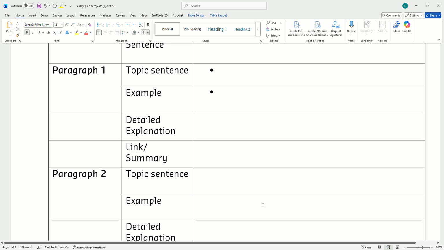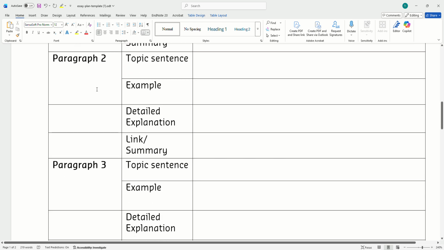This is generally a quotation, could be a scene from a movie, could be a visual technique from a picture if that's what you're analyzing. Then you go on to explain the topic sentence and the example as part of the detailed explanation. This is basically the meaty part of your paragraphs, where you write at least 3 to 4 sentences to explain and back up the topic sentence with the example itself, keeping in mind that you're actually trying to answer the question at the end of the day. Then link the summary to the overall theme of the question that you're trying to answer.